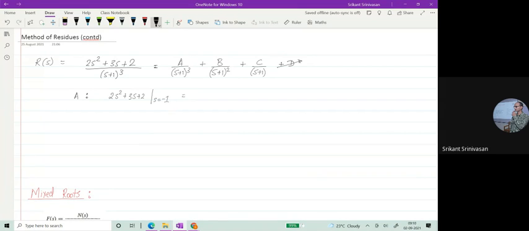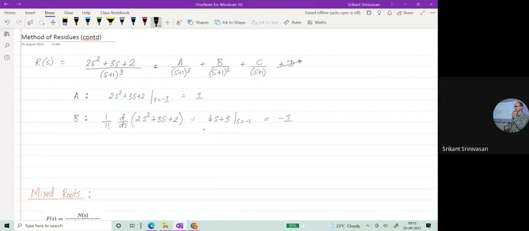2 into minus 1 square minus 3 plus 2, right? So that gives me 1. If I want to find out B, then I have to do 1 by 1 factorial into d by ds of 2s square plus 3s plus 2. Okay, so that is equal to, so how much is this?